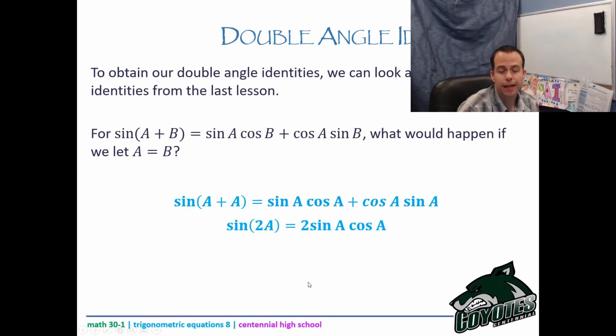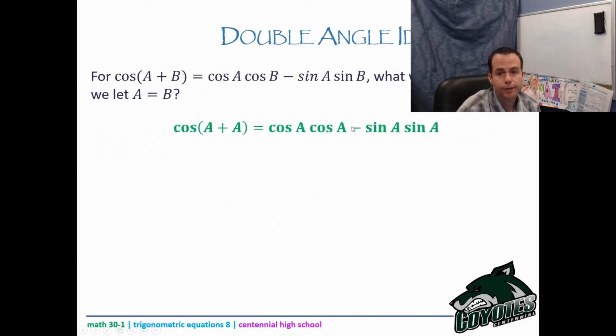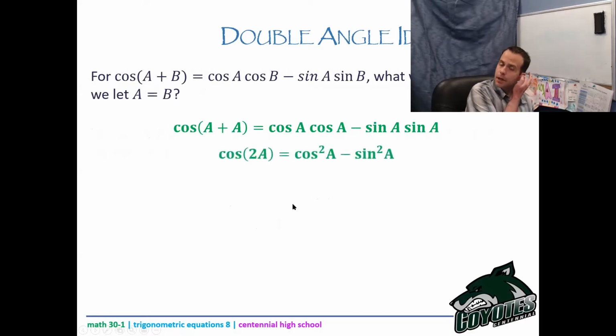So that's the sine of 2a. Now we're going to do the same thing for cos. So if I'm looking at cos of a plus b and I let a equal b, then that means I'm now looking at cos of a plus a, and that's going to give me cos a cos a minus sine a sine a. Well, anything times itself is just that thing squared. So that'll be cos squared of a, and this will be sine squared of a. So I end up with cos of 2a equals cos squared a minus sine squared a.